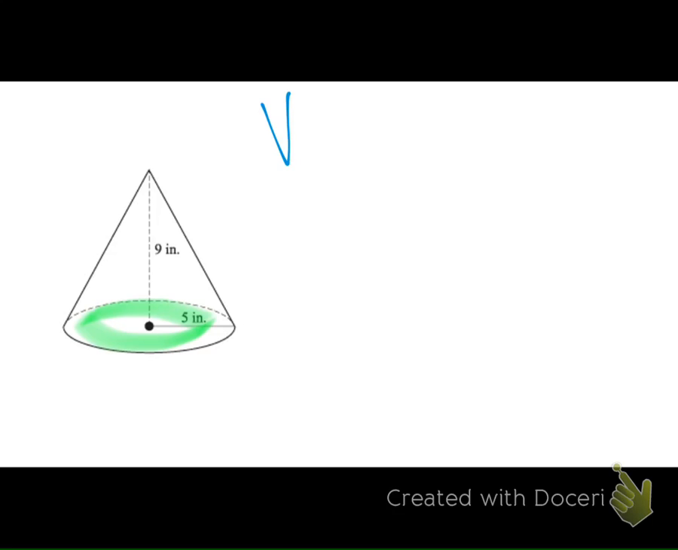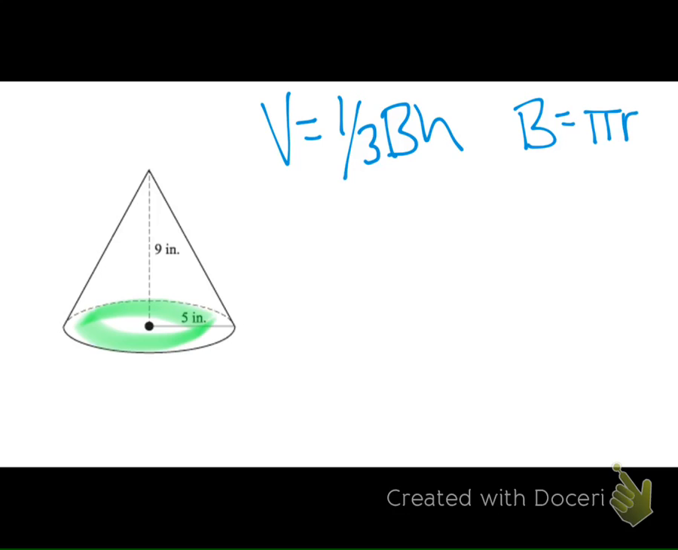So again, I use the same pyramid formula: 1/3 area of the base times the height. And again, the big change here is going to be in the area of my base, because now it's pi times radius squared since my base is a circle.